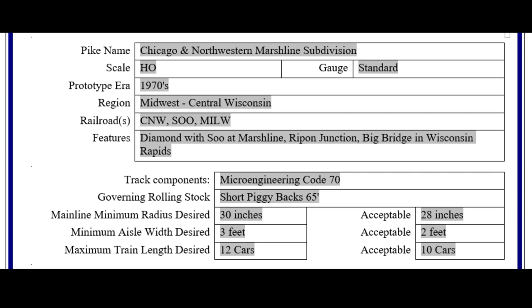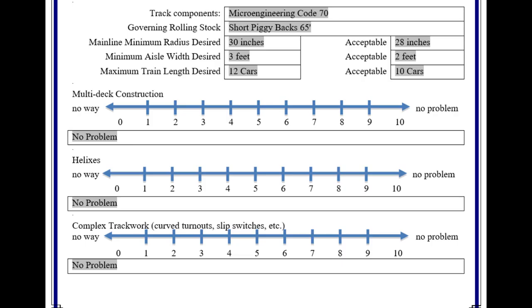I still wanted to do the Chicago Northwestern Marshline subdivision, and I'm still in the same region in the Midwest, and basically didn't want to have super long freight cars, and I wanted to keep the trains to a modest length, so anywhere between 10 to 12 cars. I really wanted to have wide aisles, and I wanted to make sure that my radii were wide enough so, you know, I wouldn't have trains kind of pinching as they went around corners.